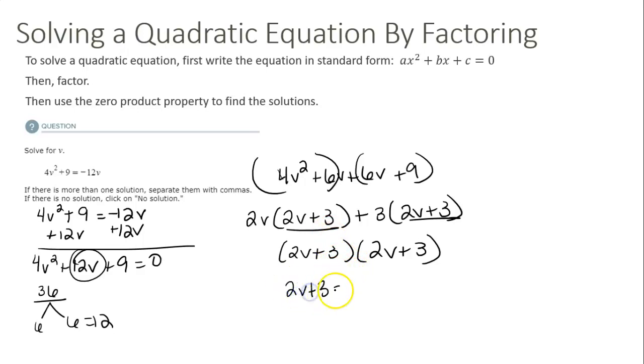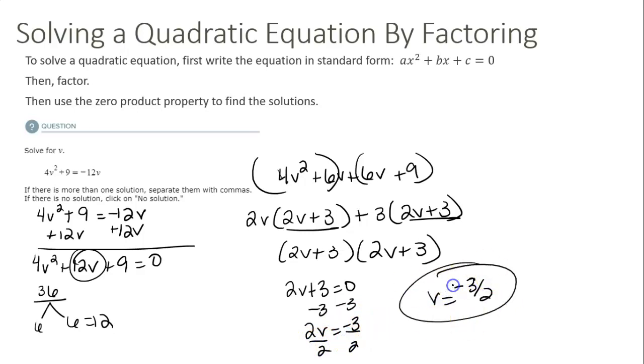So we have 2v plus 3 is equal to 0. Subtract 3 from each side, so 2v equals negative 3. Divide both sides by 2, and v is equal to negative 3 over 2. So sometimes this will happen. You will just have one solution, and then that will be it.